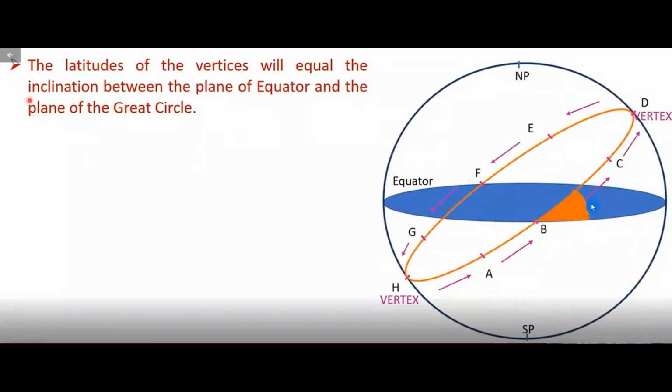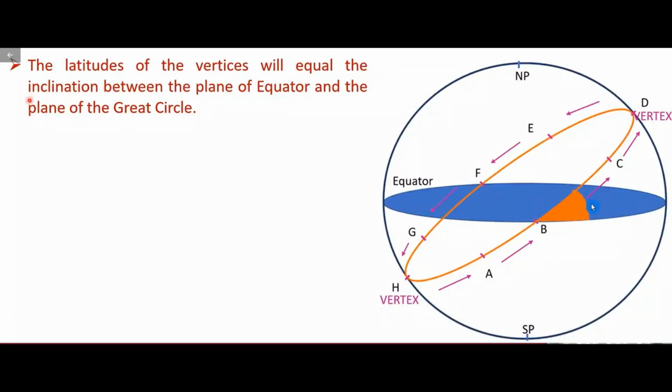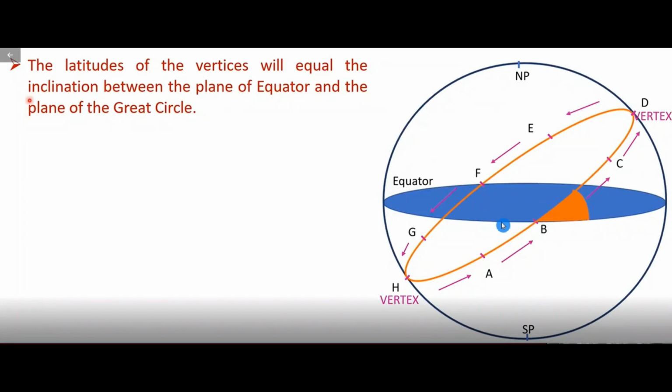Okay. What it says, beta, this property of the vertex, it says the angle of inclination or the angle of cut between the plane of the equator. The blue color plane which you see in the diagram is the plane of the equator. So the angle between this and the plane of the great circle, this angle is represented or highlighted by the orange color in the diagram. Now this angle will be equal to the latitude of the vertex.